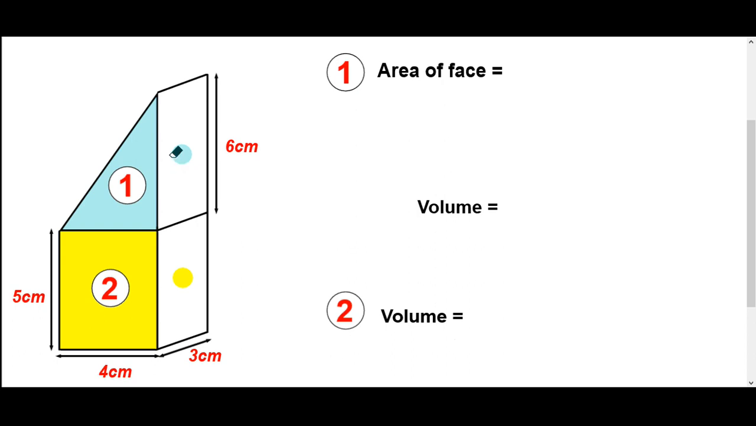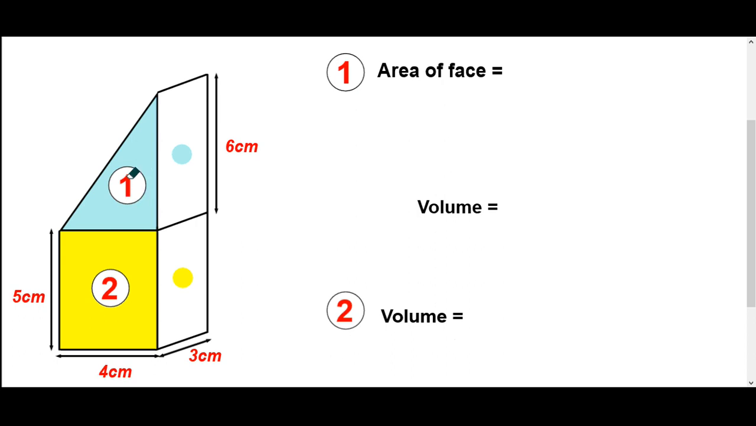So I'm going to start with the top shape first. I've got to work out the volume of this shape here, then the volume of the one at the bottom, and then add them both together basically. So it's a combination of the last couple of lessons. So if you look at the top one first, it's a triangular prism.